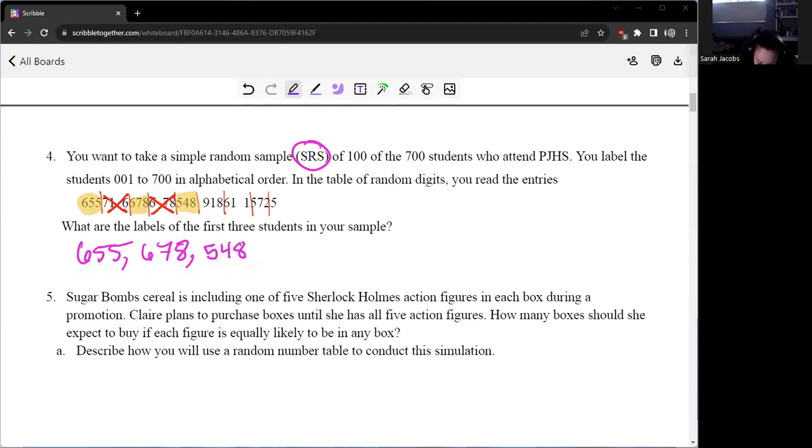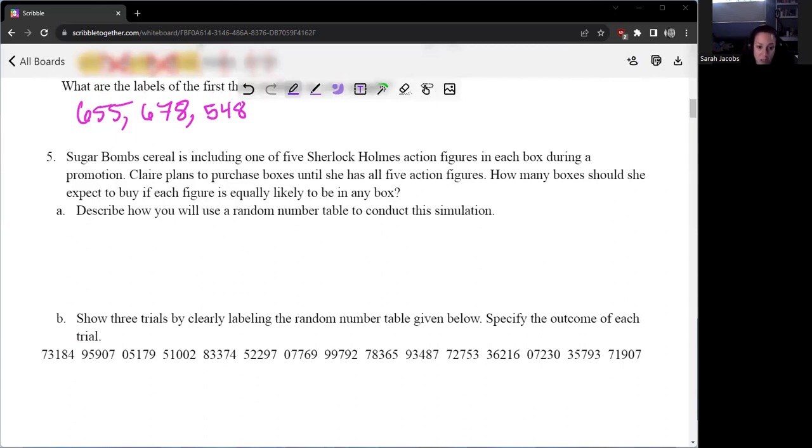Good. Next up. Sugar Bomb cereal is including one of 5 Sherlock Holmes action figures in each box during a promotion. Claire plans to purchase boxes until she has all 5 action figures. How many boxes should she expect to buy if each figure is equally likely to be in any box? So this is how many boxes until she has all 5. So the first box she gets, she doesn't have any action figure, so that'll work. But then the next box she gets still has an equal chance of any of the 5 figures.